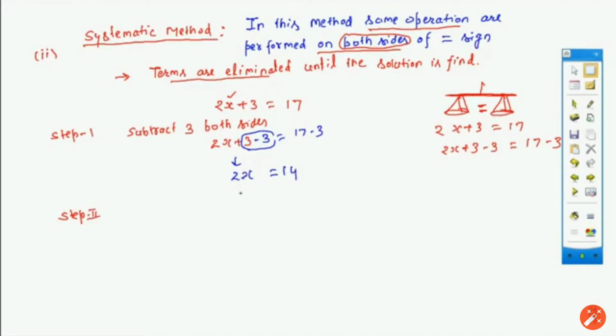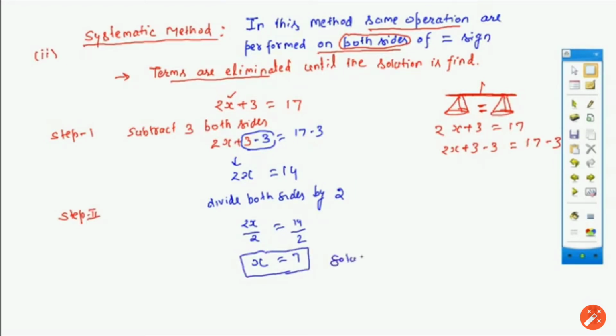Now we have 2x, that is 2 multiplied by x. So if we need to find x, we divide by 2 on both sides. It will be 2x by 2 is equal to 14 by 2. So x is equal to 7. So this is the solution of the linear equation 2x plus 3 is equal to 17. So this is called the systematic method.